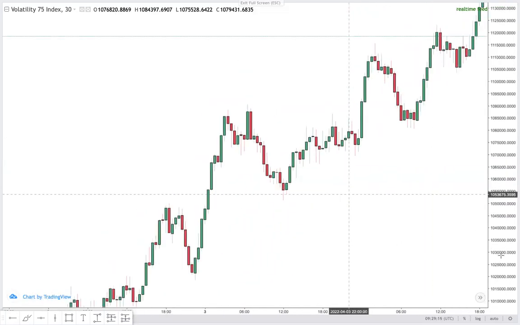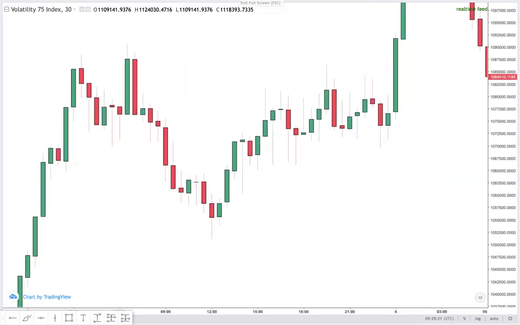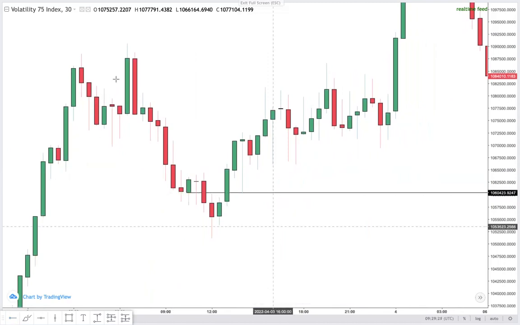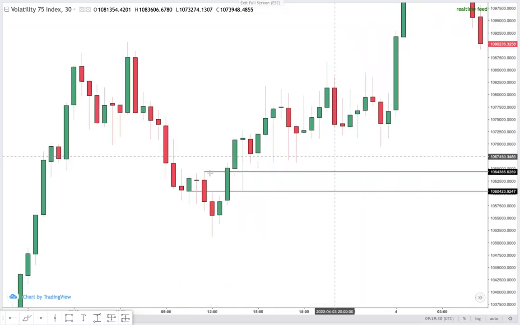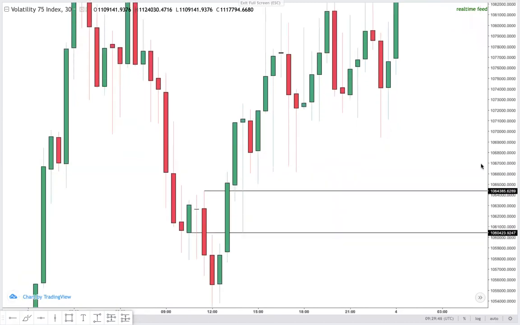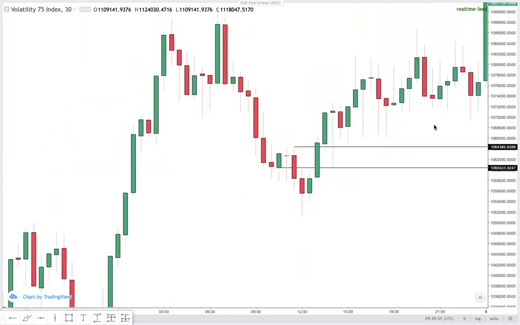So the first example is right here. You can see that we had some sort of downtrend right here. Then price came to break this structure right here. After the break of structure, we can see that price dropped and came to respect our invalidation point right here. Let me try to illustrate.